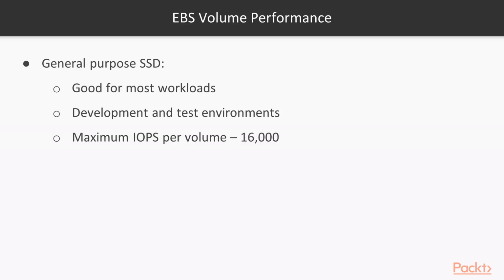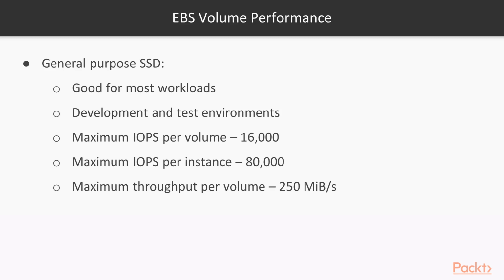The maximum IOPS per volume is 16,000. The maximum IOPS per instance is 80,000. And the maximum throughput per volume is 250 megabytes per second. So you would normally use general purpose SSD for general workloads. If you have a web server that needs to be hosted in a development or test environment, you can go ahead and create a general purpose SSD volume.